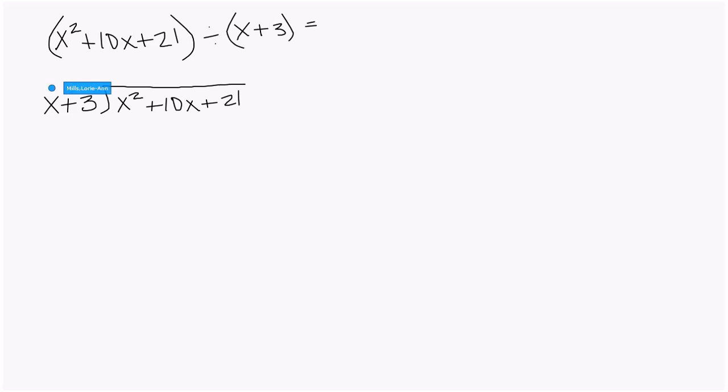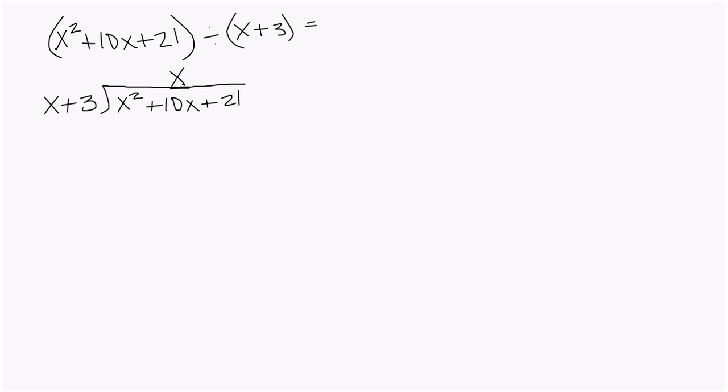What I'm going to do is just take the first term in my binomial, which is x, and I'm going to say, okay, x squared divided by x. What do I have to multiply x by to get x squared? You might be able to see that x times x gives me x squared. So I'm going to put that right here. I'm going to move over one place and put that answer right here.